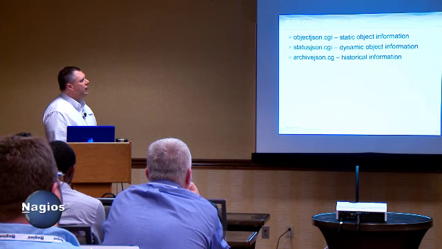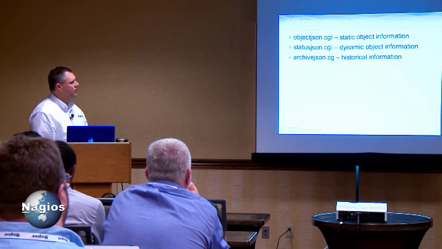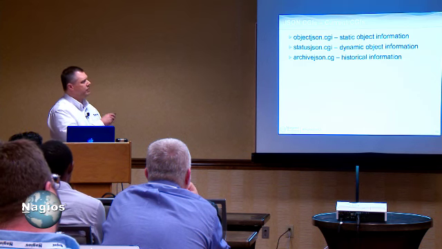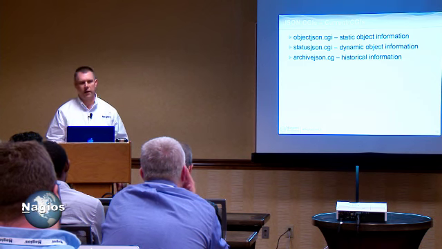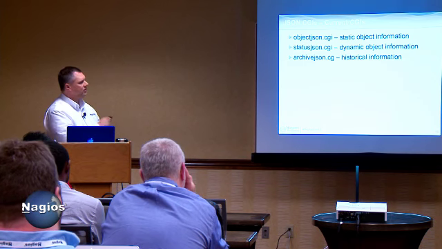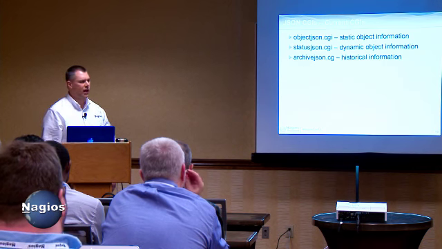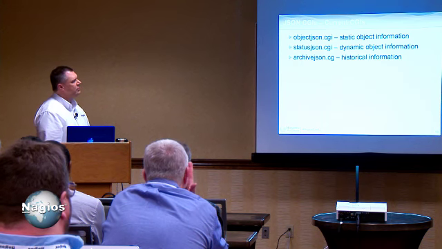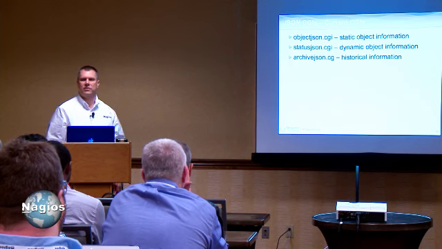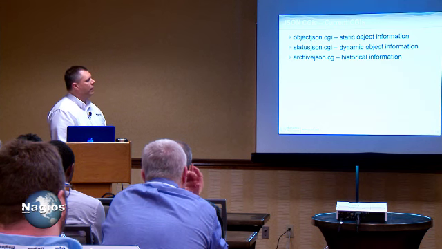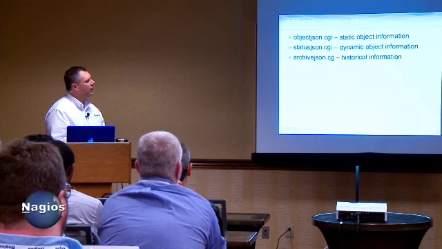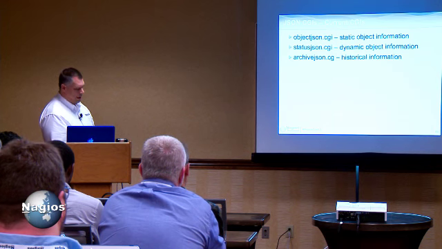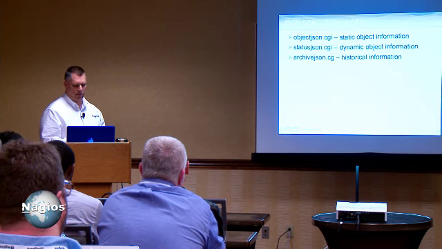There are currently 3 JSON CGIs. Object.json provides static information. If you remember Andy showing you the object cache file, this is the sort of information that would be in the object cache file. Status.json provides more dynamic information, again similar to what's in the status.dat file. And then archive.json provides historical information by parsing the archive logs.